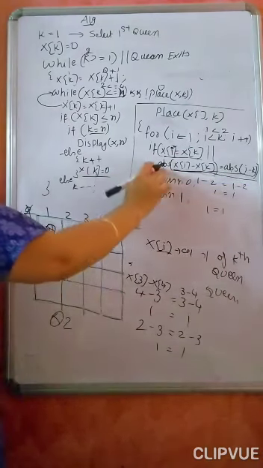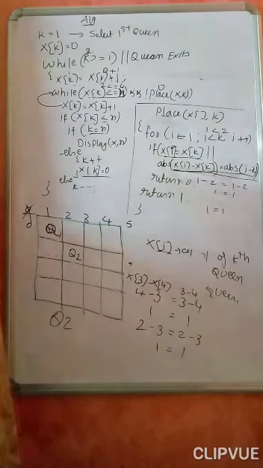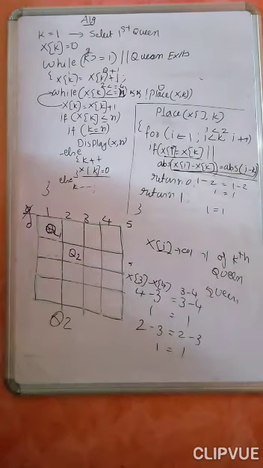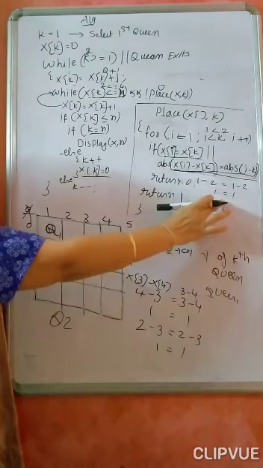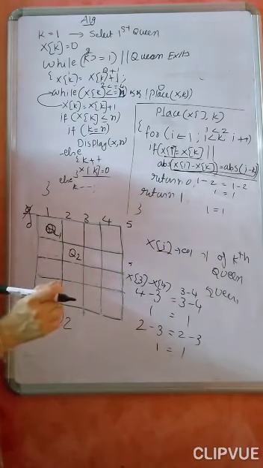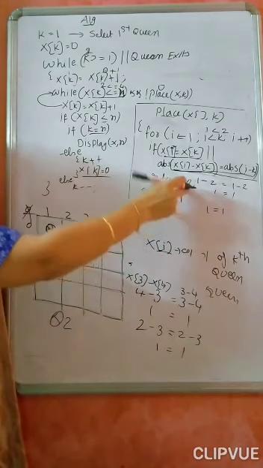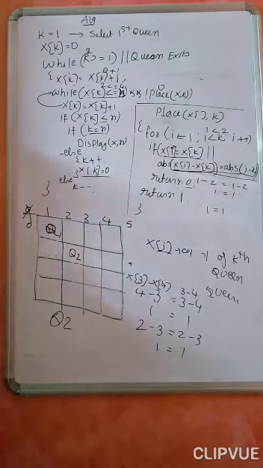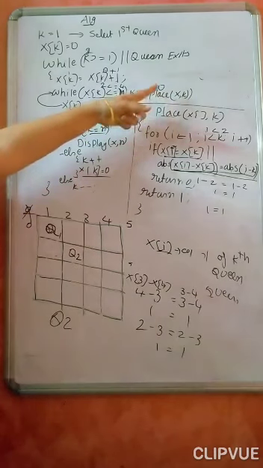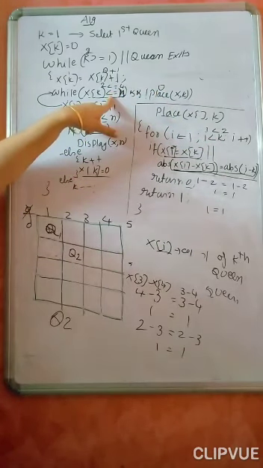This is also 1, because it is ABS, so negative will be considered as positive. So it is 1 equal to 1, which means there is a diagonal attack. So 0 is returned. When 0 is returned, not of 0 is 1. So this is true and this is also true.